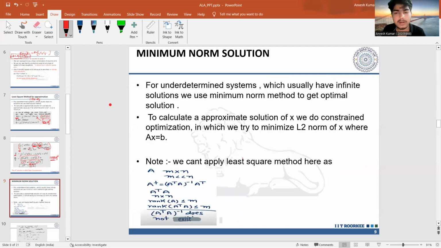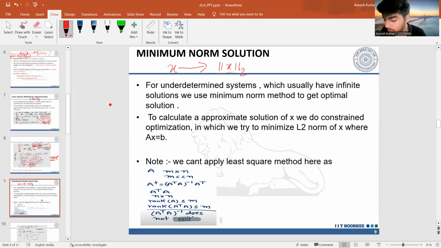And now in an underdetermined system, what do we do? In an underdetermined system, we know that there are infinitely many solutions. So as there are many solutions possible, we have to find an optimal solution. What will be that optimal solution? That optimal solution will be the one which has minimum this. Optimal x will be that which has minimum L2 norm. All right. So we have to find the x which has minimum L2 norm.